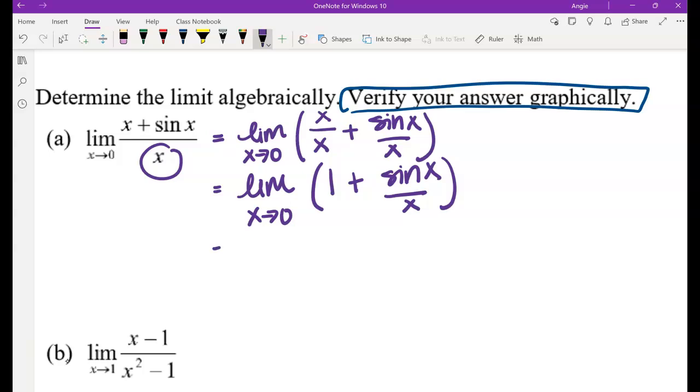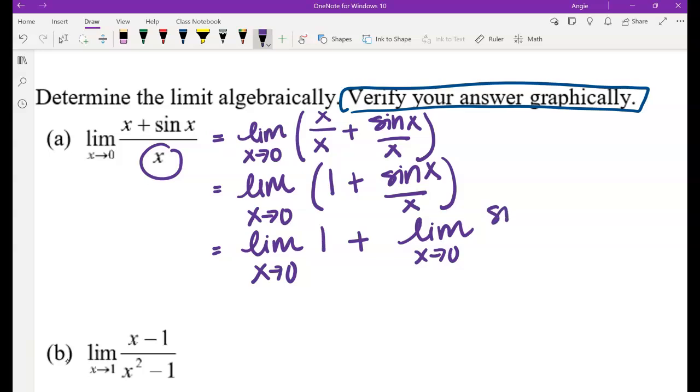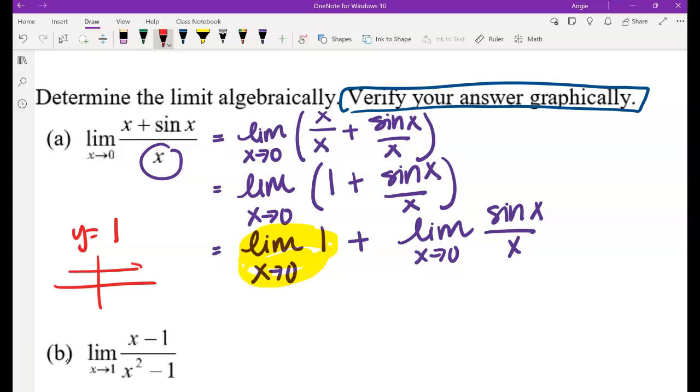Then we are going to break it up some more. An addition in a limit, we can rewrite it separately because sometimes that's just easier to do. So the limit of 1. Well, guys, this is a horizontal line, okay? So if I said graph y equals 1, it's going to look like this. So it doesn't matter what x is, it's just going to be 1. Okay, so the y value is always 1.